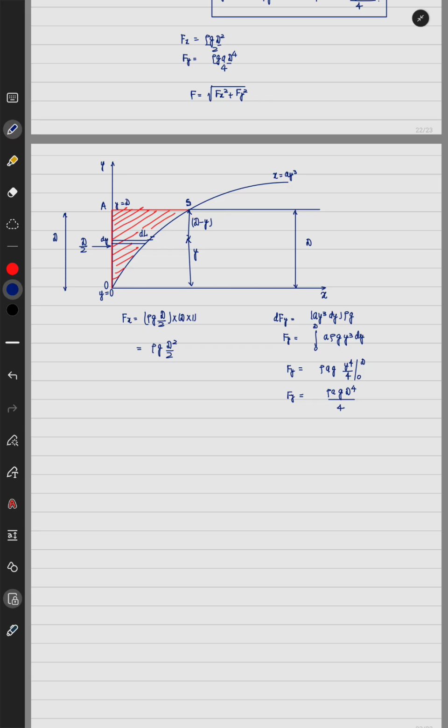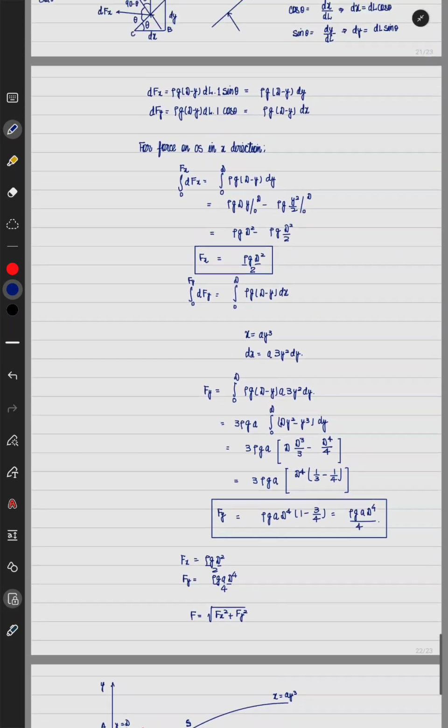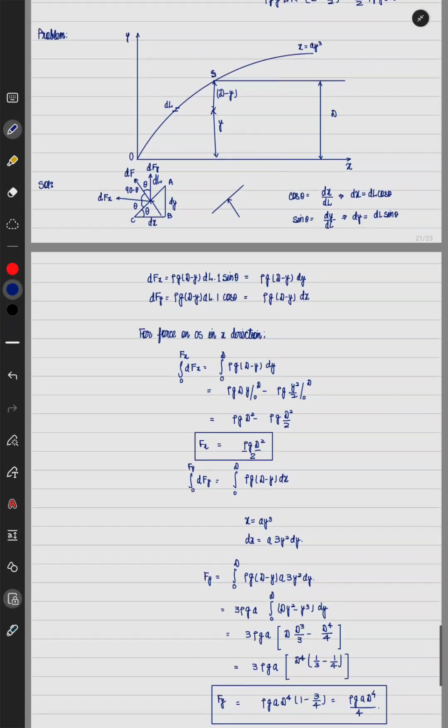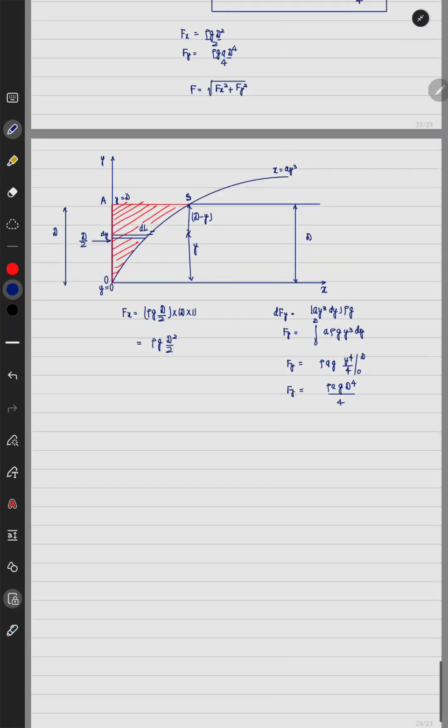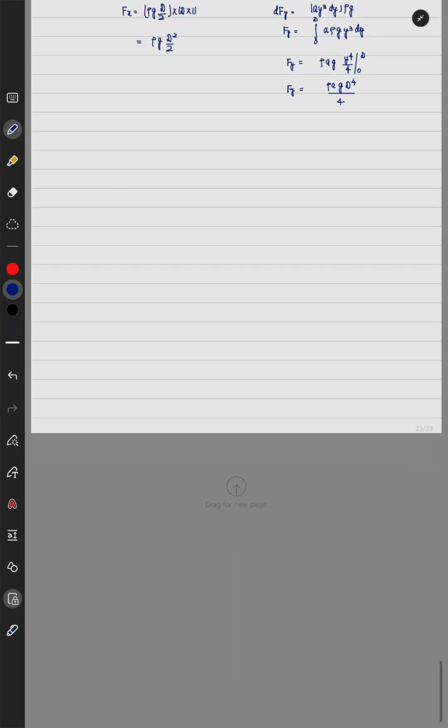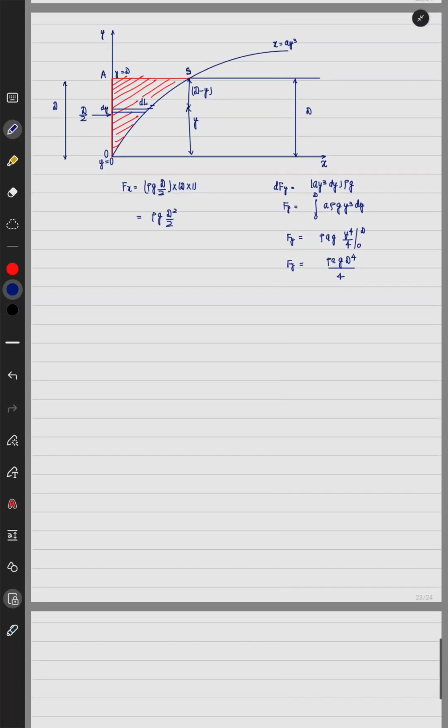So using that concept, you can revise the previous class. Using that concept, I can find the total force acting on the surface OS, and we will get the same result that we have obtained from the differential approach. This is the problem which we have solved by using the differential approach, as well as the formula that we have derived, or the method that we have seen in the last class. Okay, now I will come to the next topic, that is stability of the submerged or floating body.